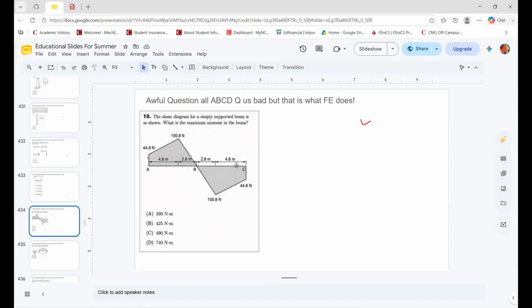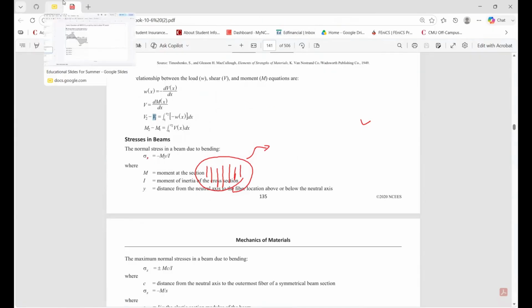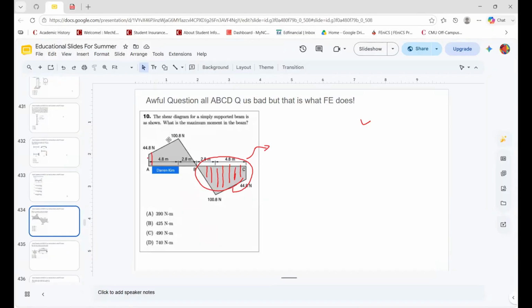So over here, what are you trying to look for? The shear diagram for a simple support is shown. What's the maximum moment in the beam? So in this case, we have to look for the maximum moment of the beam. Clearly there's a negative moment over here if I were to integrate this, so you do not do that one. You really want the maximum. So integrate this, and we can put our A to B at a certain point, probably something like here. That's the max moment, and then that's it.